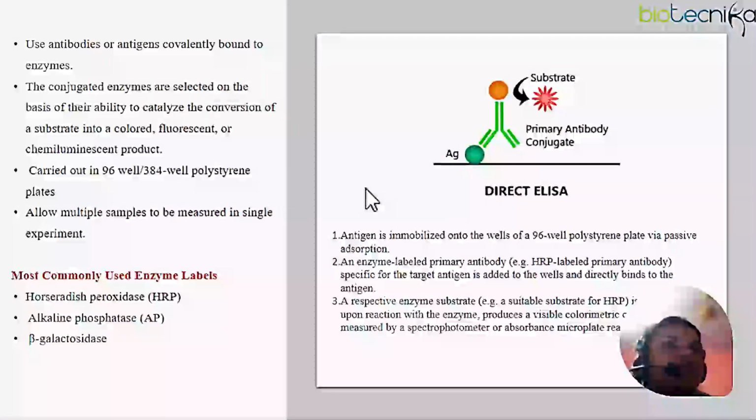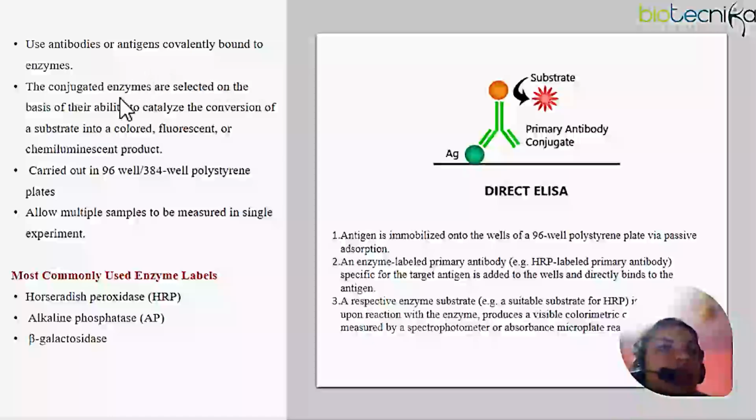Now, how does this work? Here, you have a plate, generally an ELISA reader plate or a microtiter plate. You can use either antibody or antigen. As we know, they will bind to each other, so this reaction again becomes very specific. ELISA is again of four different types: direct ELISA, indirect ELISA, sandwich ELISA, and competitive ELISA. We will see each of them in detail.